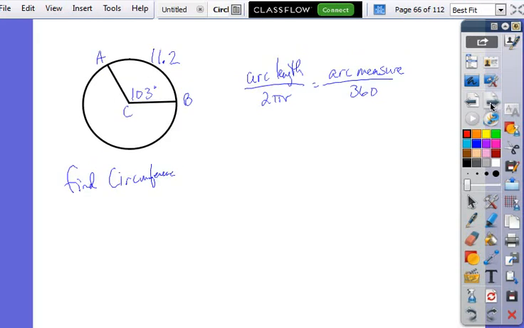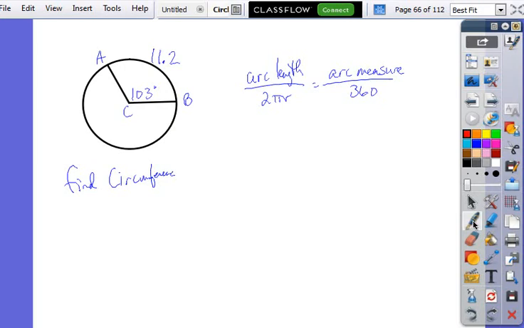Take my proportion. How do I know when to use the proportion and when not to? When it says find circumference. When do I not use the proportion? There's one time. If it says find arc length, we're doing that one formula. If it says anything else, I'm doing the proportion. This says find circumference, so I'm doing the proportion.